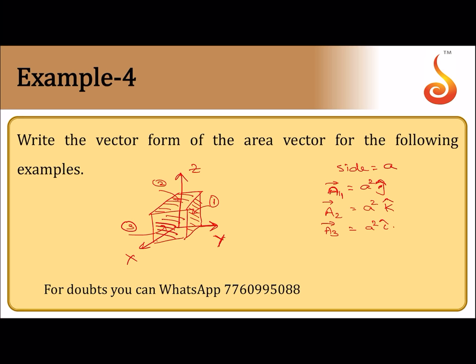So area vector 4 will actually be minus a squared j cap. 5 will be minus a squared k cap, and 6 will be minus a squared i cap. So one set of faces are in the positive x, y, z. The other set of faces will be in the negative x, y, z direction. That's a vector form of area, and then flux is equal to E bar dot A bar. Okay.